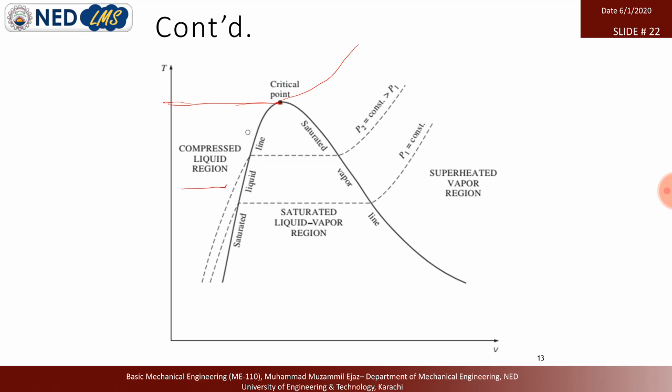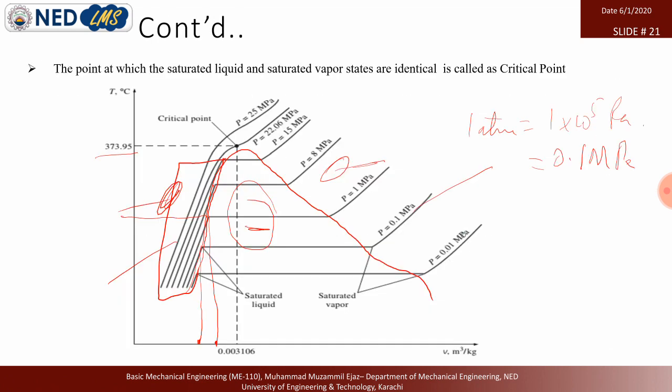And after this region, if we increase the pressure more, as in the previous diagram, this is 0.1 megapascal, 0.01, 0.1, 8, 15, 22, and after 22, these are basically the pressure points of water. If we use another substance, the pressure values will be something else, whether increased or decreased. So right now we are talking about water. For water it acts like this. After reaching 22 megapascals, it's a very high pressure.